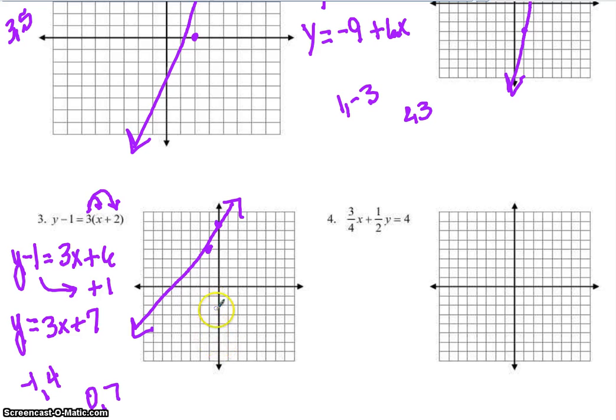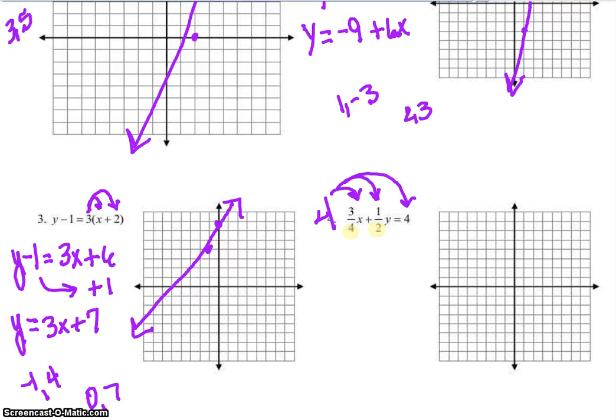Number 4, notice we have fractions. We're not going to panic. It's not a real big deal, but we probably want to get rid of them. So look at your denominators. I have a 4 and a 2 in the bottom. What is the common denominator, the smallest thing that they will both go into? Well, they will both go into 4. So I'm going to multiply 4 times everything in the entire problem.